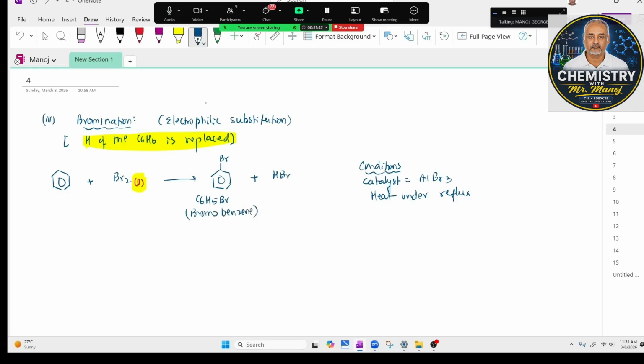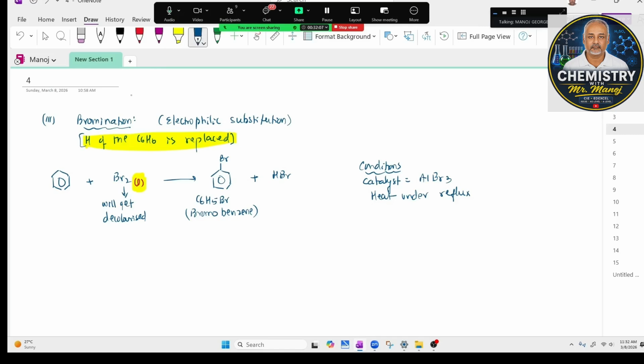Done. And of course, the bromine liquid will get decolorized. And done. Simple reaction. Do you have any questions for me? I'm done here.